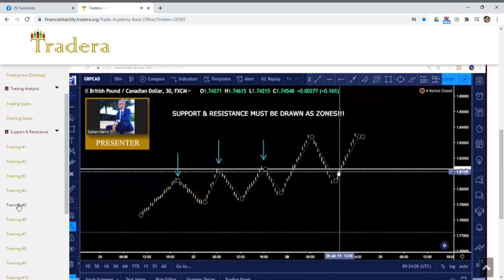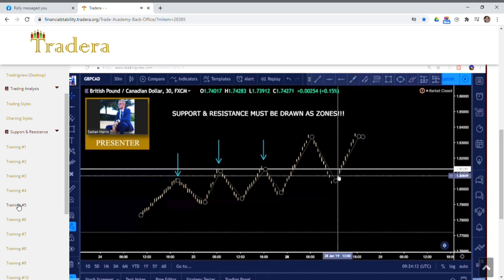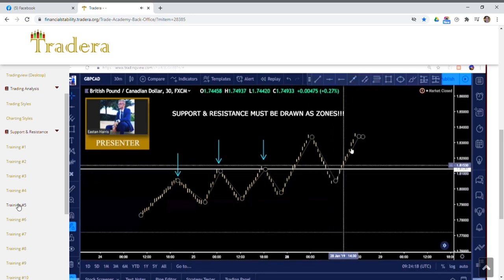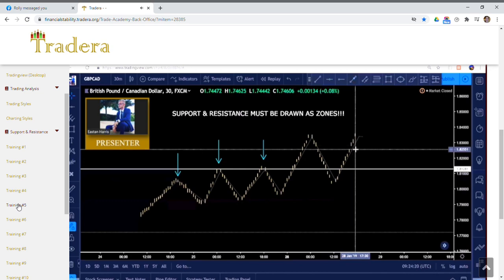and retest it. And we're going to talk more about this when we talk entries. But it's going to retest. You're going to enter for a sell, and you're going to lose. You're going to lose money. 7 out of 10 times you will lose money on a support and resistance line.